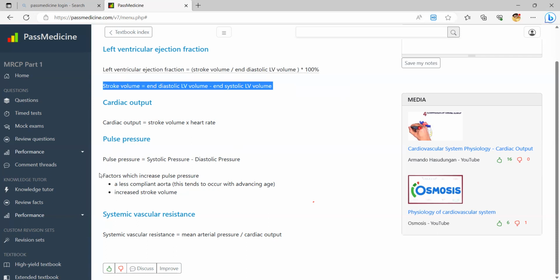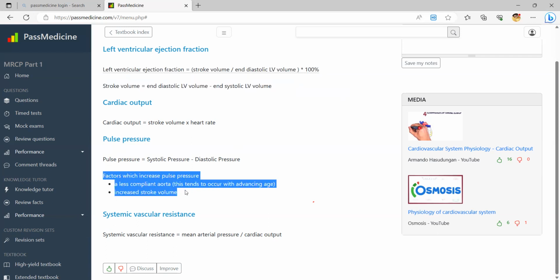Another one, factors that increase pulse pressure. Advancing age is a cause of a less compliant aorta. Another one, increased stroke volume. These two factors increase the pulse pressure.